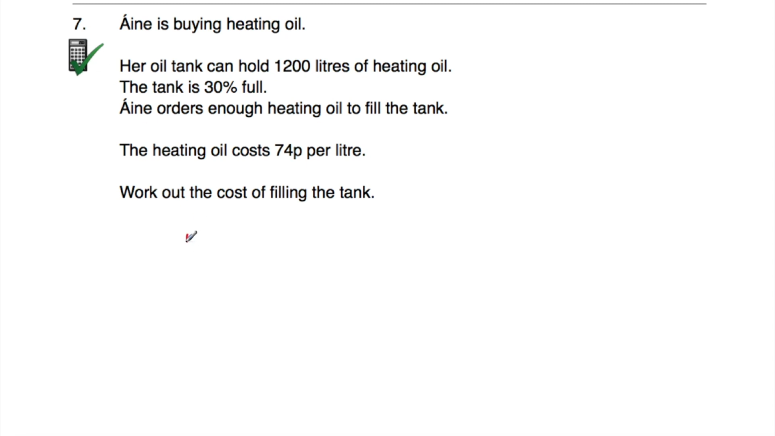So it's a calculator question, so let's take our 1,200 and divide it by 100. That'll tell us 1%, that's equal to 12. And then if we take our 12 and multiply it by 30, we can find 30%. So 12 times 30 would be equal to 360 litres. So at the minute, there's 360 litres in the tank.